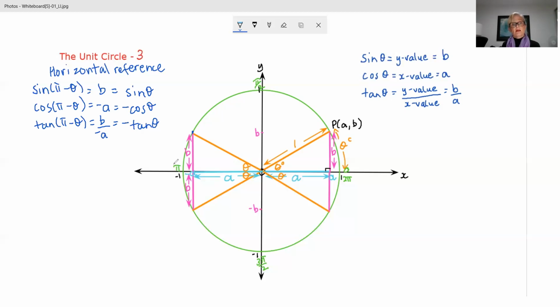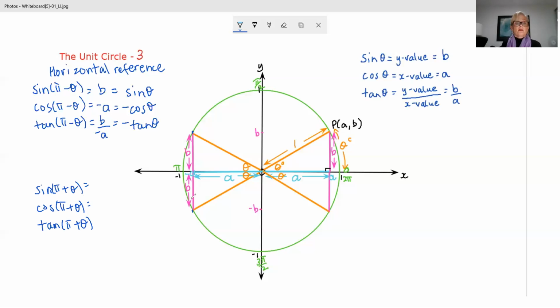All right, let's think about our third quadrant. How would we talk about this position on the outside of our circle? Well, we've gone around by pi, and then we've gone around by theta more. So we could think of this as sine of pi plus theta, cos of pi plus theta, tan of pi plus theta. The angle is pi, and then you've gone around by theta more.